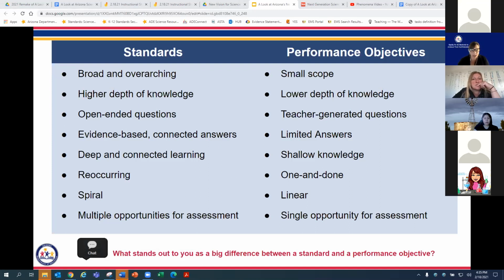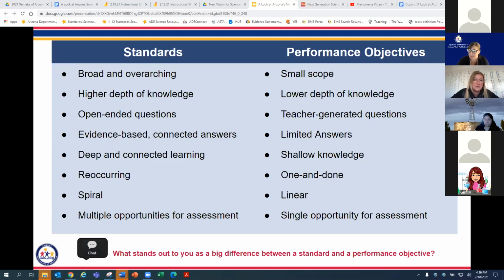Spiral. Yes, we're going to talk about the spiral a little bit later. Learning will be deeper. Yep. Multiple opportunities. Absolutely. We no longer are going to have that checklist. Yep, I did that, we did that. One and done no longer exists. Not saying some of those skills aren't still embedded. They are. It's just not a checklist anymore.